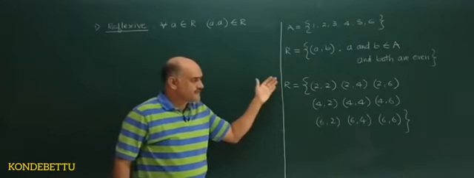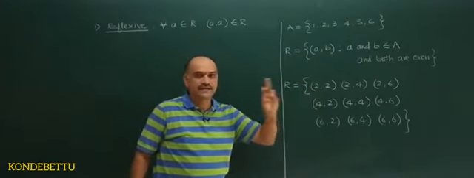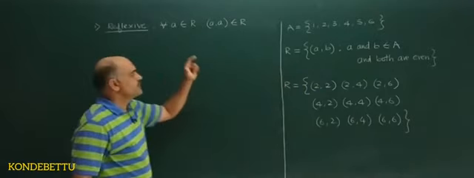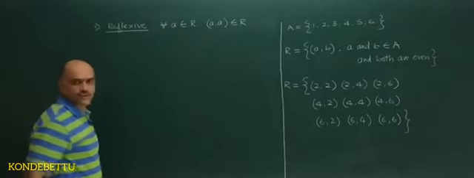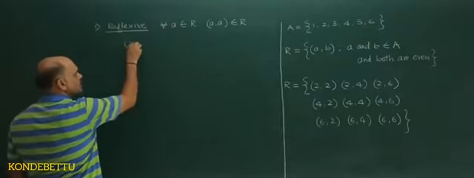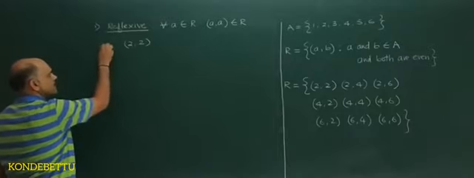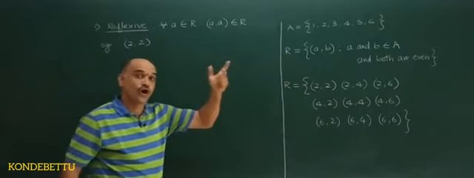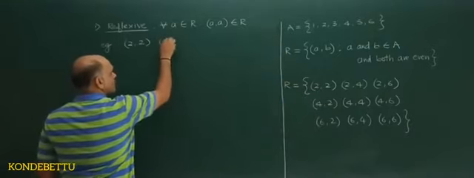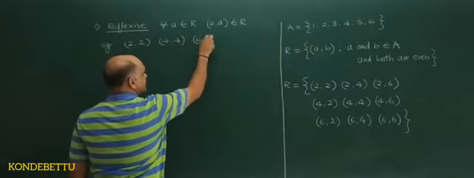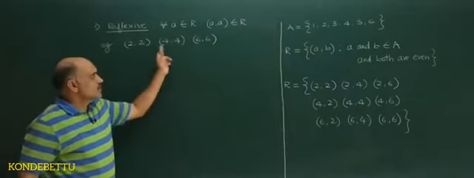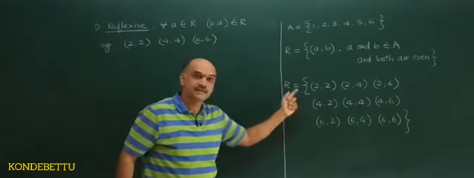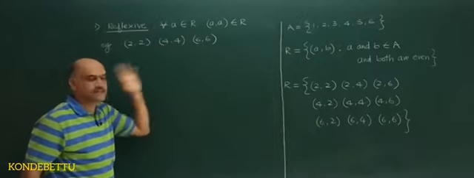Now, in this example, there are three different digits, that is 2, 4 and 6. If you take 2, which element should be there? (2, 2) should be there. So (2, 2) is there. Similarly for 4, for all values you are required to check. (4, 4) is there. Similarly, (6, 6) is there. So all these three are there in this relation, which means you can say that this relation is reflexive.